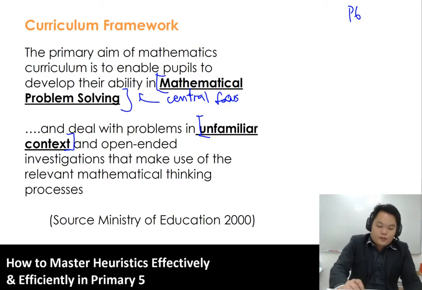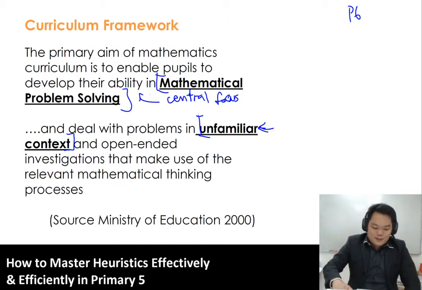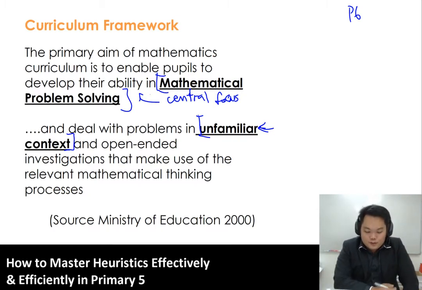So what is unfamiliar context? Unfamiliar context means that you never heard of the problem before, you never seen it before. For some reason, they are very creative and can somehow set a question that is unfamiliar. And every year we are bound to have unfamiliar problems because of this. Okay?